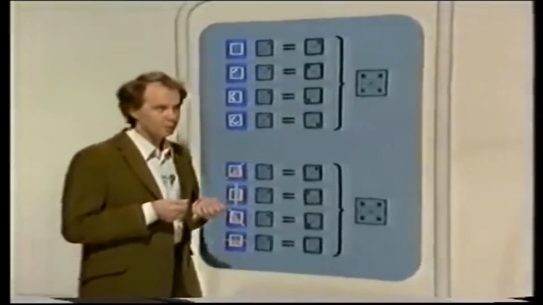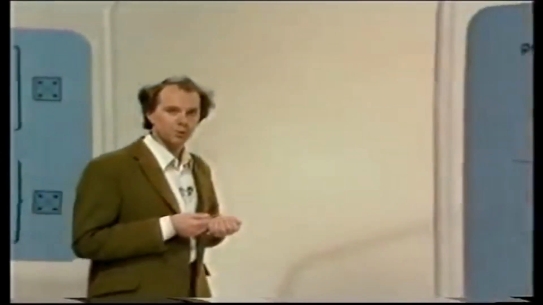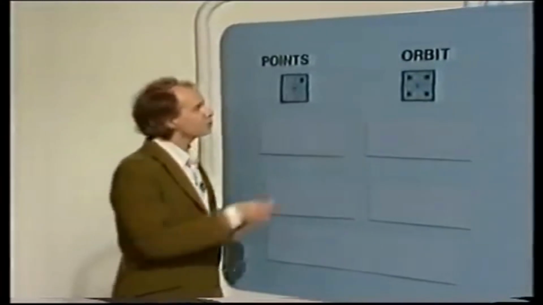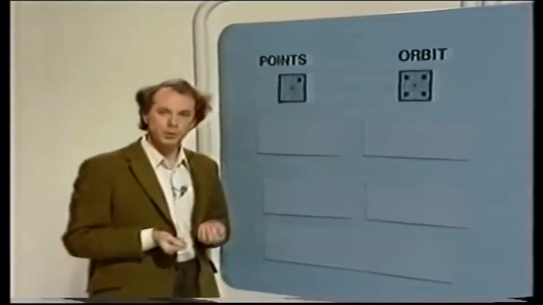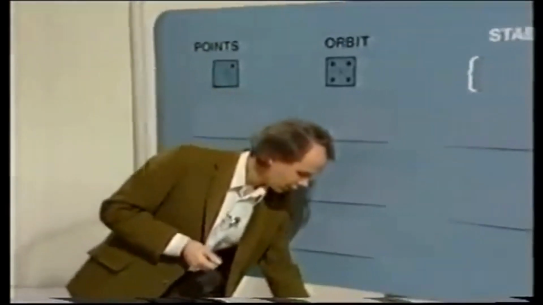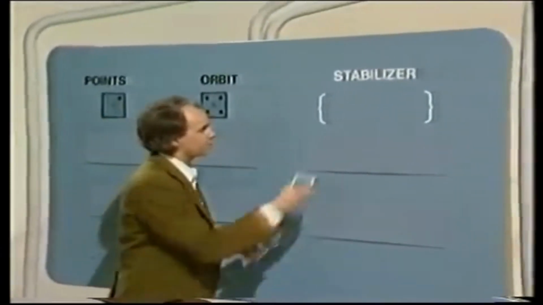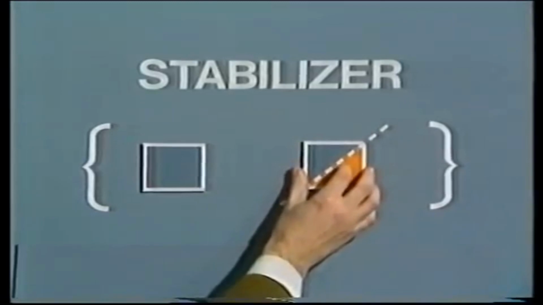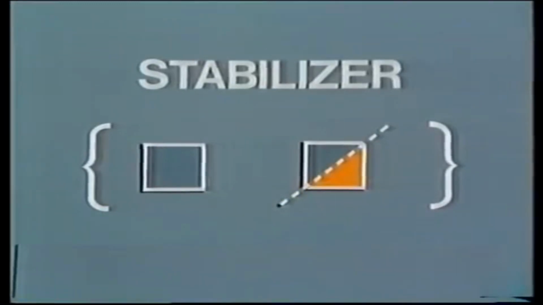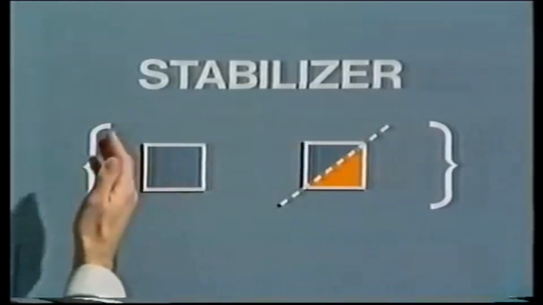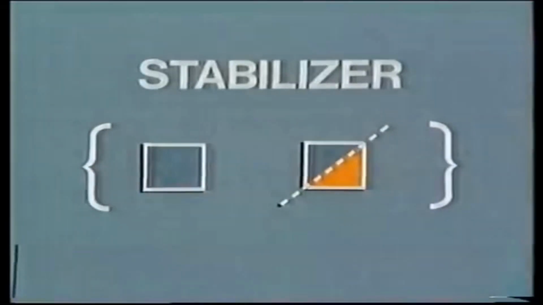Right, that's got the orbit. Now what about the stabilizer? Which group elements applied to this point leave it where it is? Well, the identity always has to be in the stabilizer, and this reflection we saw doesn't move the point. And every other group element does move the point. So this set contains all the elements of the stabilizer.